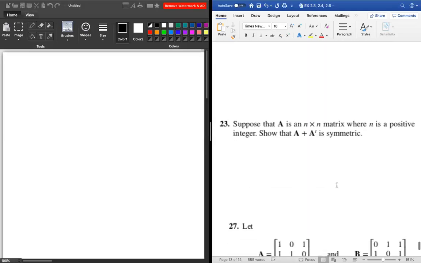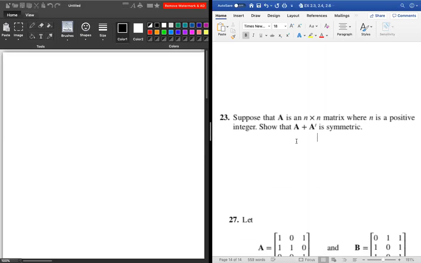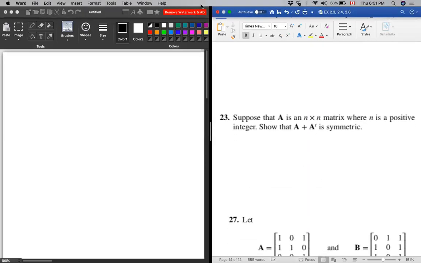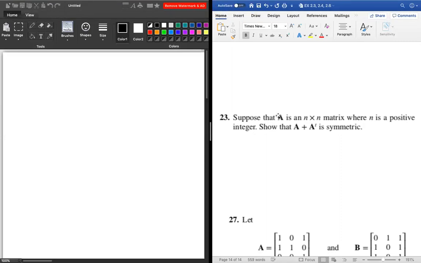Okay, next question. So in this question here, we suppose that A is an n by n matrix where n is a positive integer, and we are supposed to show that A plus A transpose is symmetric.